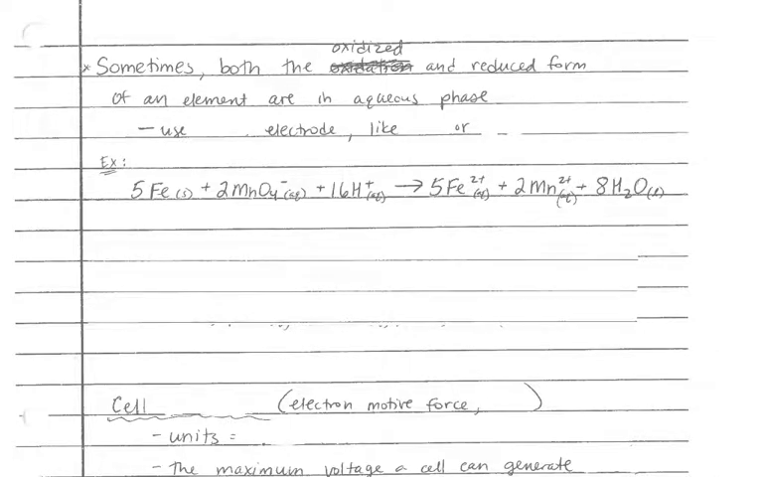And so you don't have a solid form of it to use as an electrode, but you by definition need to have an electrode, something for the electrons to travel from one place to another. And so in that case, we use inert metals or inert substances as an electrode. Common ones are platinum or graphite. And in your electrochemistry lab, we're going to be using graphite as electrodes.